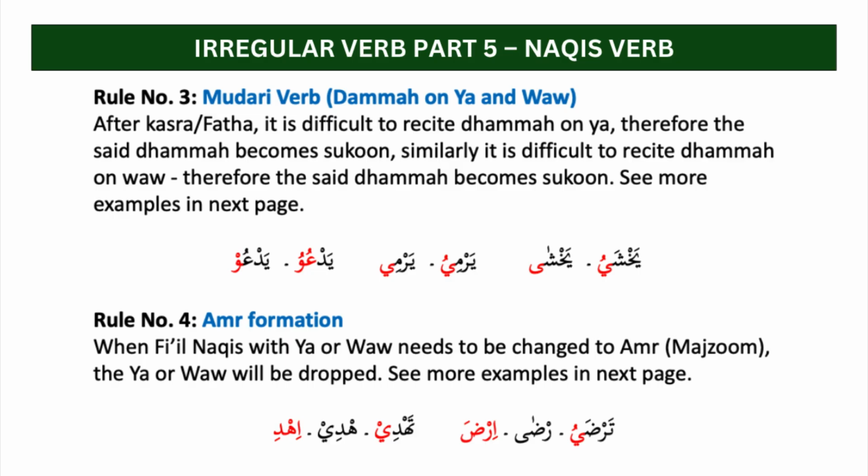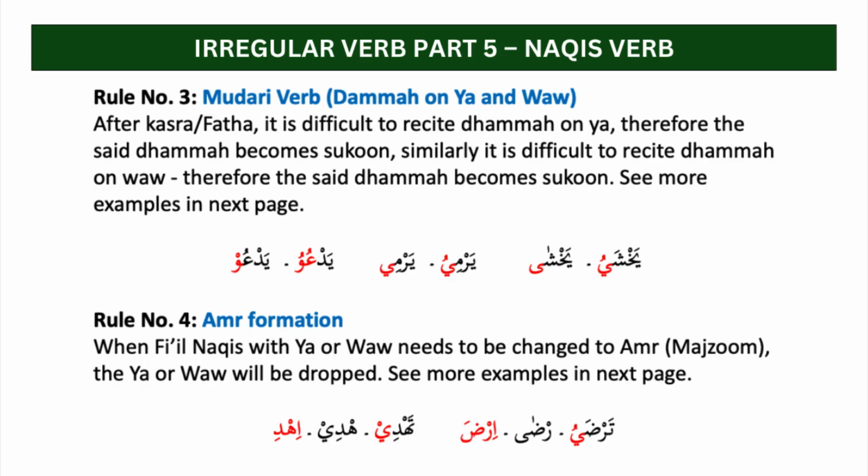Now we come to rule number 4, Amr formation. This rule says that when a fi'l naqis with ya or waw is changed into amr, meaning the command form, then the final ya or waw is dropped. This is one of the clearest places where students can actually see shortening happening.